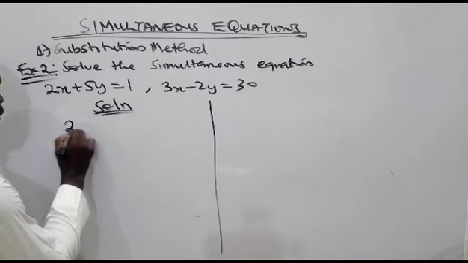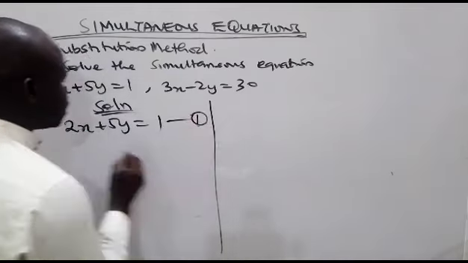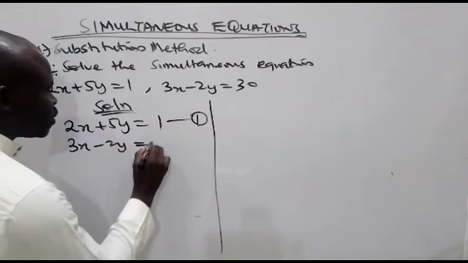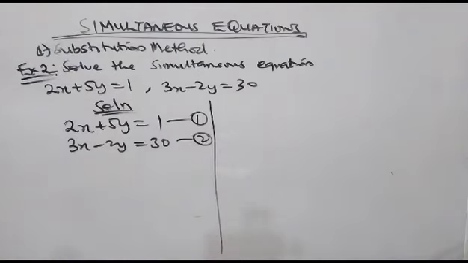Here we have 2x plus 5y equal to 1. Let's call this equation 1. Then we have 3x minus 2y is equal to 30, equation 2. So if you want to use the substitution method, what do we do? Under the substitution method, we can make either x or y the subject of the formula, and then we go ahead and substitute in the second equation.